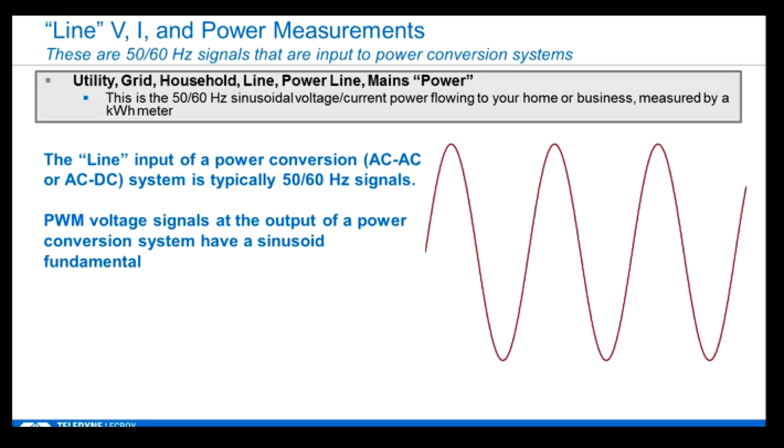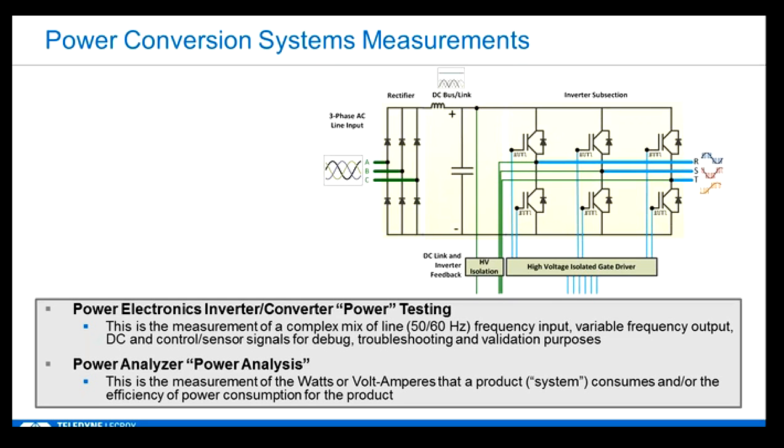In part one, we focused on line voltage, current, and power, which is the sinusoids that get delivered to your home or business by the power company, the utility. Today we're going to be talking about power conversion. So it's not the sinusoids anymore, it's about the waveforms generated by these devices and also the output of the full drive.